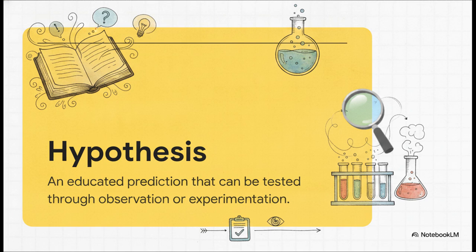A hypothesis is an educated prediction that can be tested through observation or experimentation. Notice that word there, educated. So the crucial point is, it is absolutely not a random guess. It's an informed statement built directly on the research you just did. And the golden rule here? A true hypothesis has to be something you can actually test.